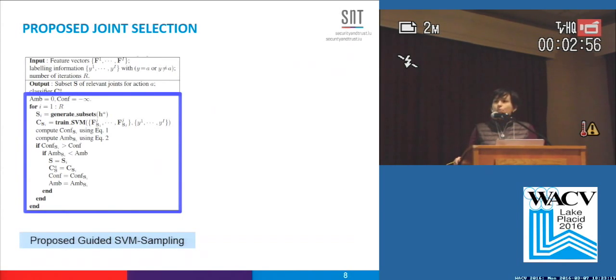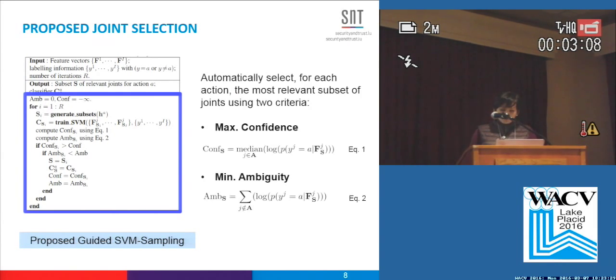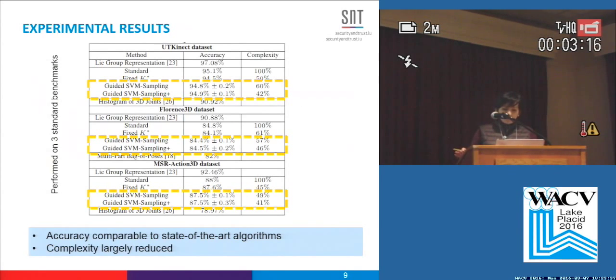So next we proposed an algorithm to select automatically a subset of joints for a given action. We proposed what we call a guided SVM sampling, which is based on two criteria, maximizing confidence and minimizing ambiguity. We ran our experiments on 3 different data sets, and we found out that we basically have comparable accuracy to other state-of-the-art algorithms while reducing complexity.